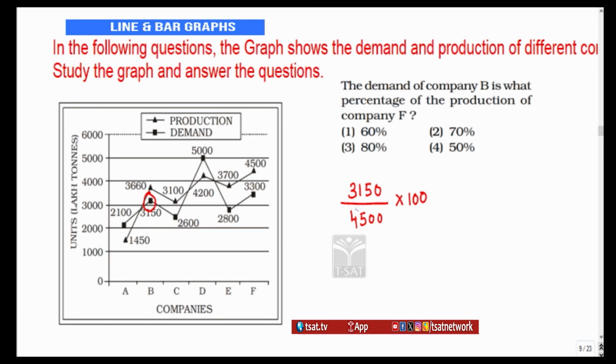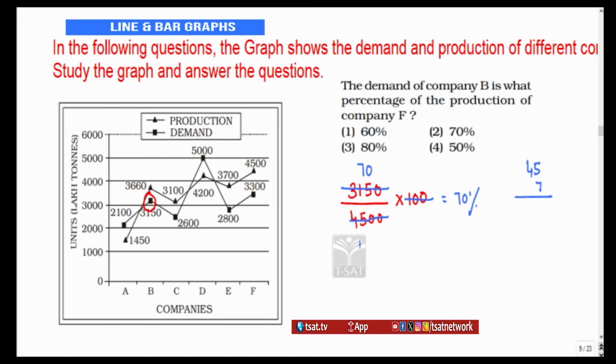Two zeros cancel anyway. Look at 45 into 7 gives you 315, because we all know 45 into 6 is 270, then plus 45, 315. Therefore, simply it is 70, 70%.